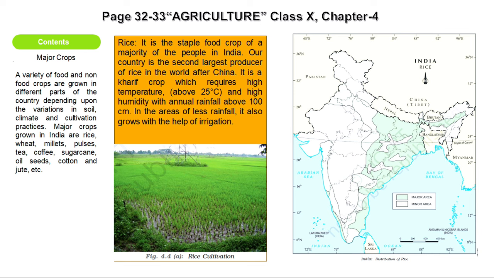When I say it's a kharif crop, it means it is sown in July. Basically it requires a lot of water. It requires high temperature and high humidity with annual rainfall above 100 centimeters. In areas of less rainfall, it also grows with the help of irrigation.